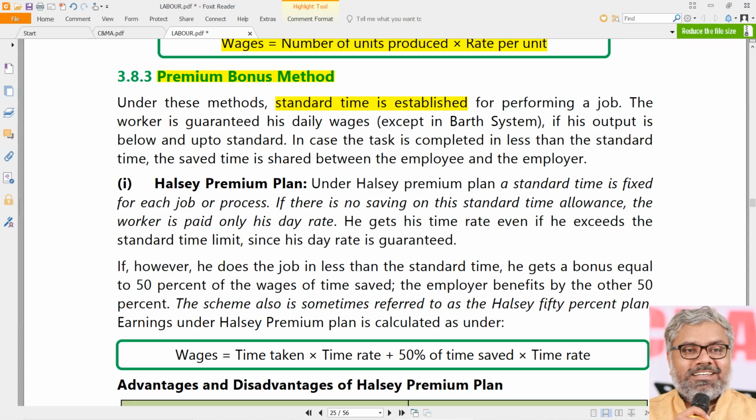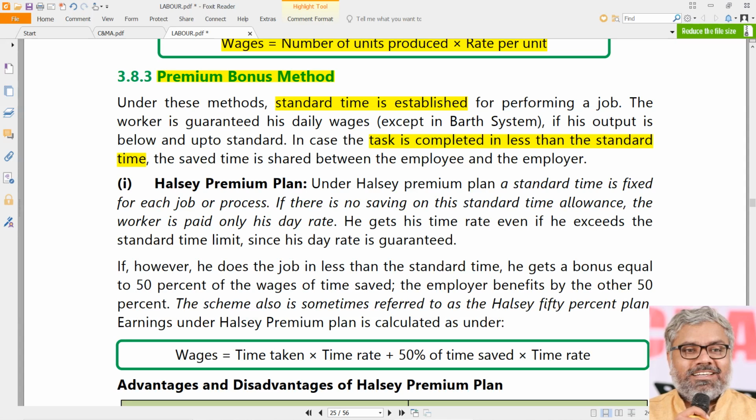Of course, the worker is guaranteed his daily wages. There is no doubt in that. The hourly rate is already there. The hourly rate has no disturbance here. But if at all he is able to complete the task in less than the standard time, that means he has done a good job. Normally it is supposed to take 10 hours, but he has completed the task in 8 hours only, let us say. 2 hours he has saved. That does not mean for 2 hours he is going to sleep. Those 2 hours he will do something else for the company only.